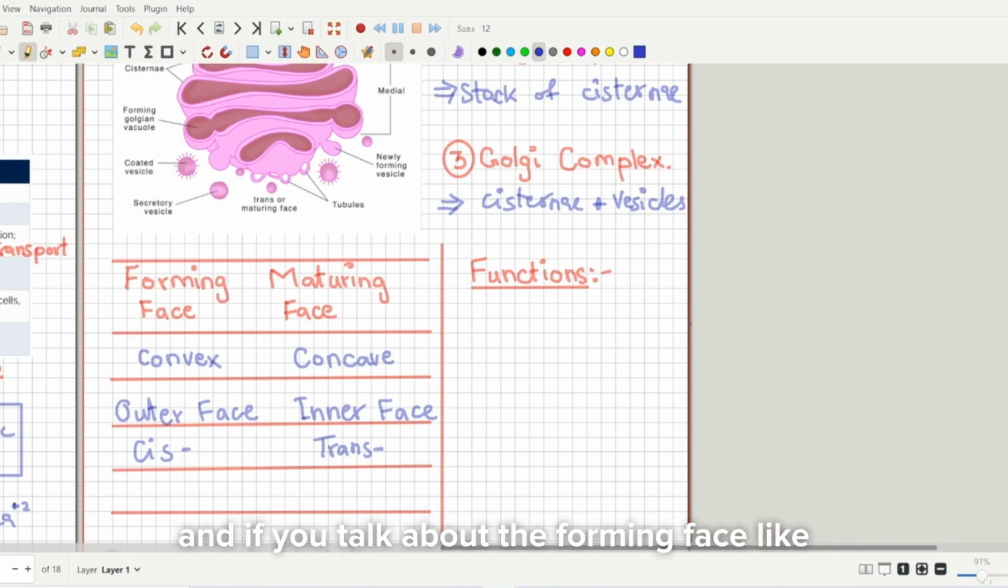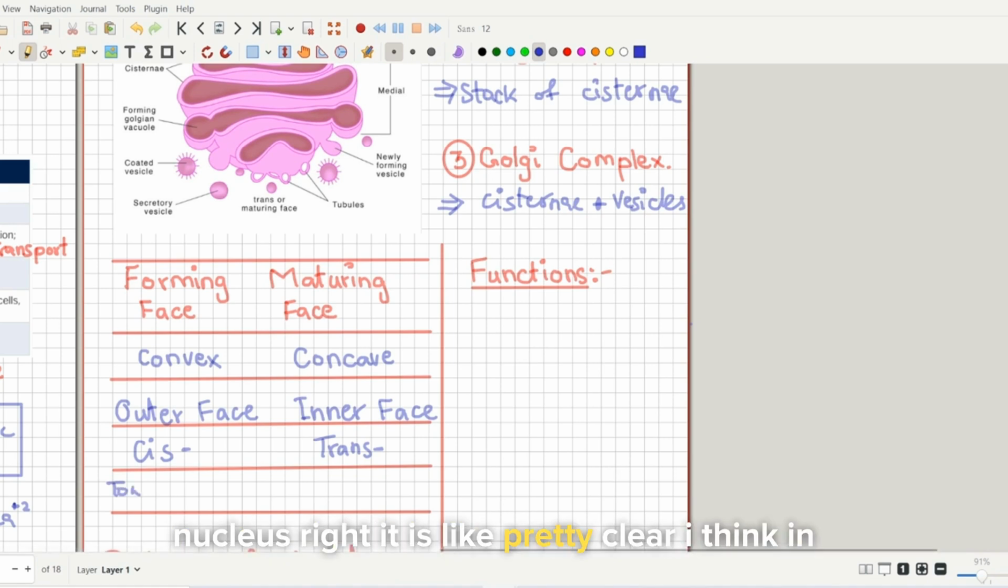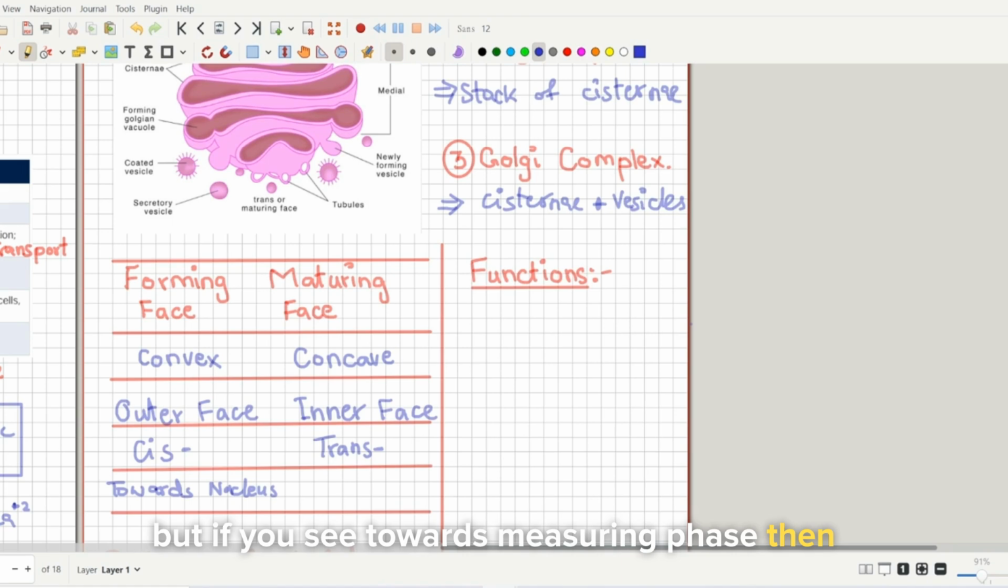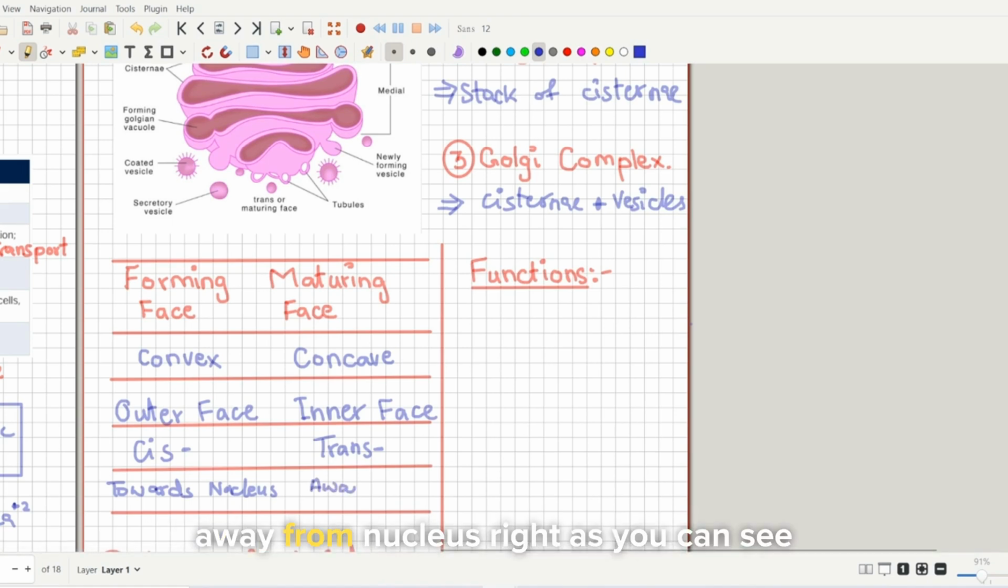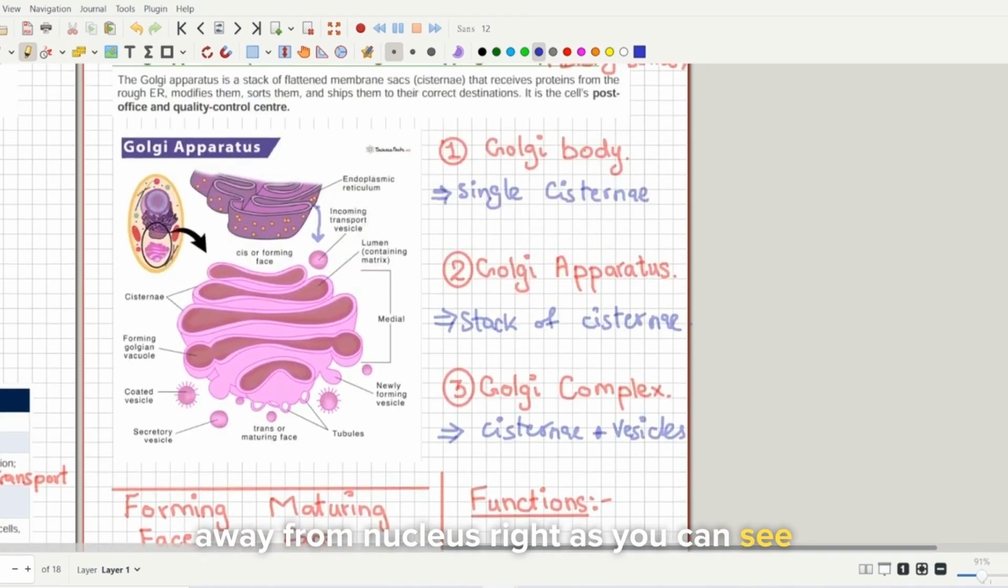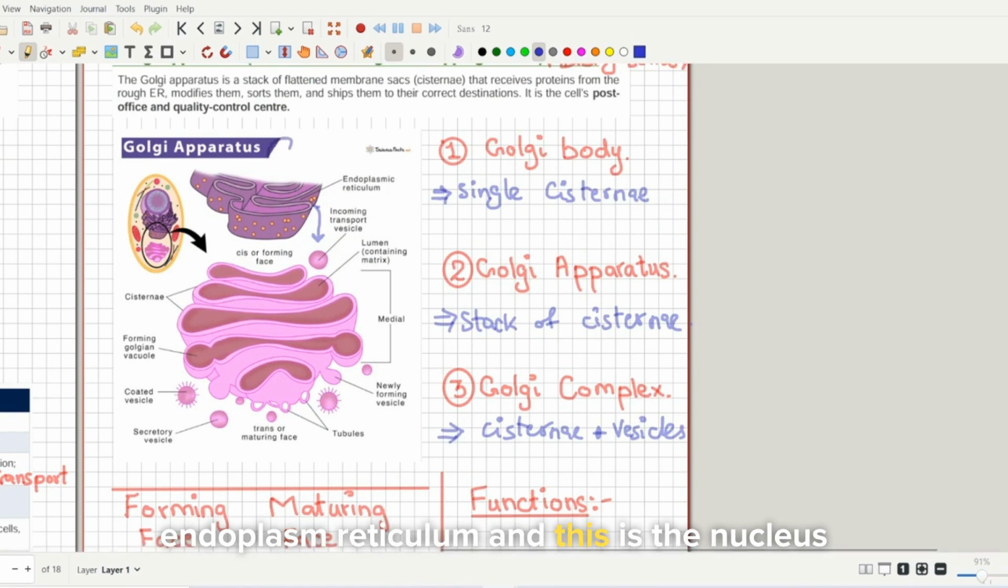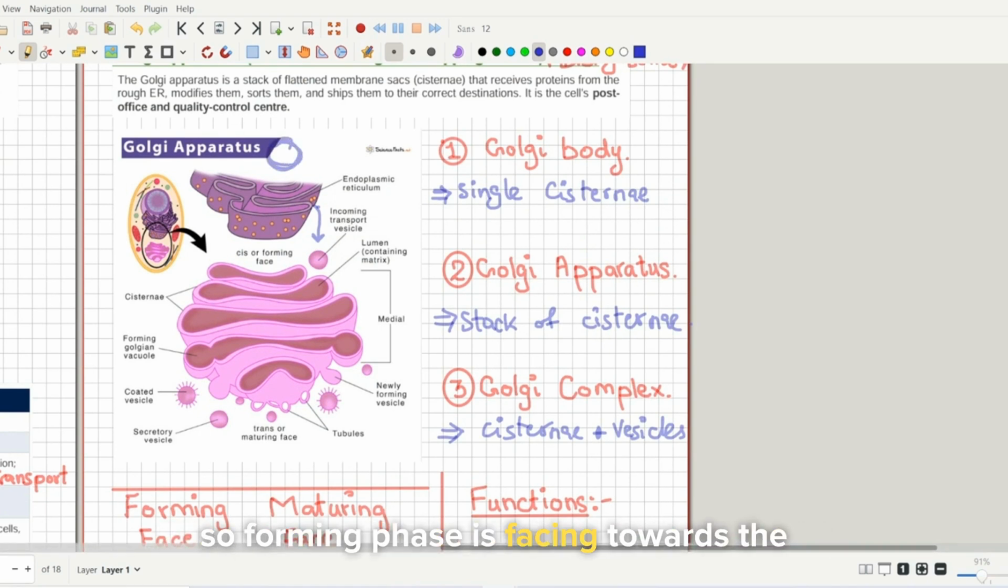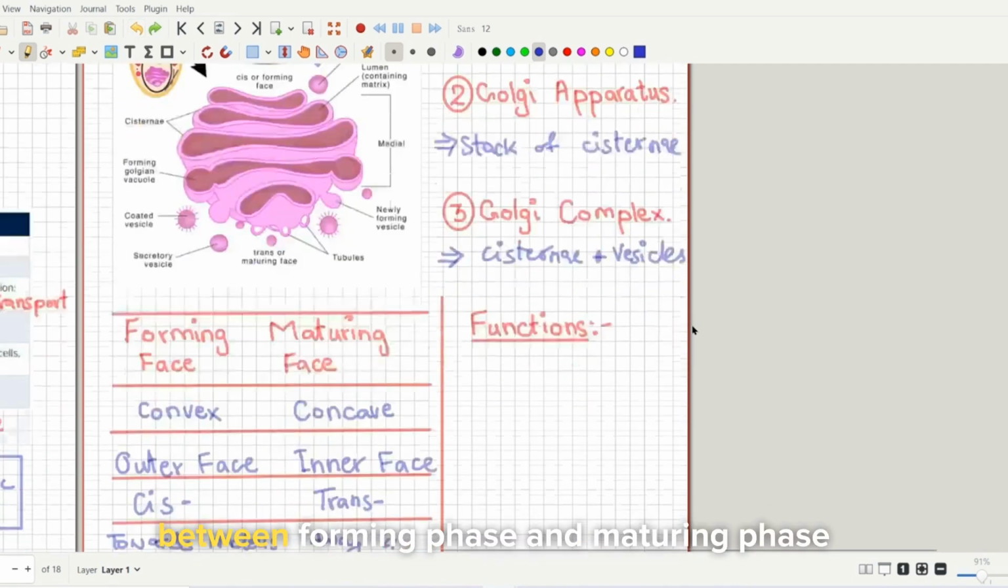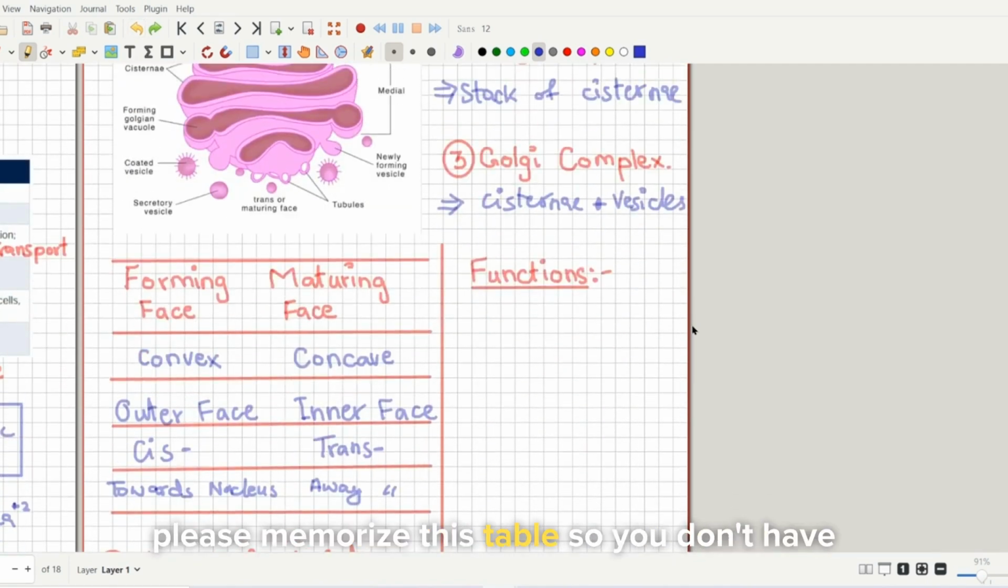They can say anything. The forming phase is, as you can see in the diagram, towards the nucleus. The maturing phase is away from the nucleus, as you can see with the endoplasmic reticulum and the nucleus. So the forming phase is facing toward the nucleus and the maturing phase is facing away from the nucleus. That was the difference between the forming phase and maturing phase. Please memorize this table so you don't make any mistakes in your final exam.